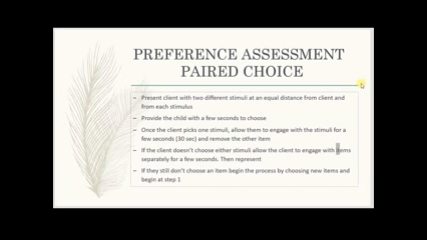It's a paired choice. Let's say they still don't choose an item. You begin the process by choosing new items, and you begin at step 1. Let's say as soon as I give him the ball, he threw it. He's not interested at all, and the Play-Doh he wouldn't even touch. So he's definitely not into a ball or the Play-Doh. Now I'm going to bring 2 different items: bubbles and trains. You do exactly the same thing. You provide the child a few seconds to make a choice. They make a choice, you remove the one they didn't choose, and you continue with your preference assessment that way.